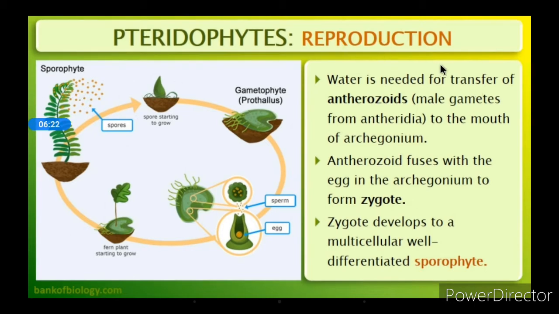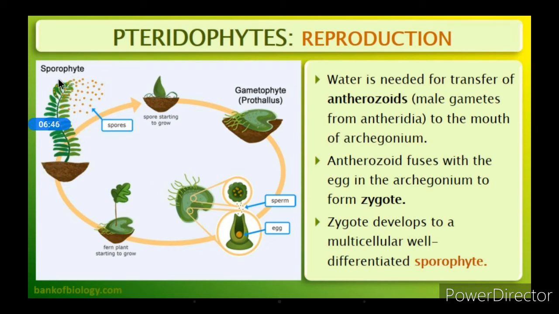So we know that water is needed for the transfer of antherozoids, that is the male gametes, from antheridia to the archegonia for fertilization to take place. Yes. So once they fuse, it will form a zygote, and the zygote will develop into a well-differentiated sporophyte. So we'll see here. So this is the sporophyte, right? And which will release spores.